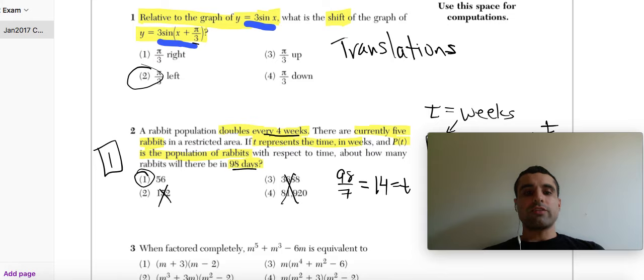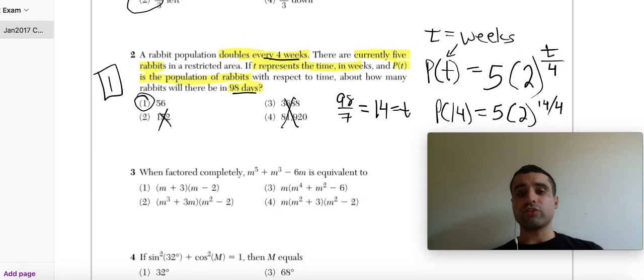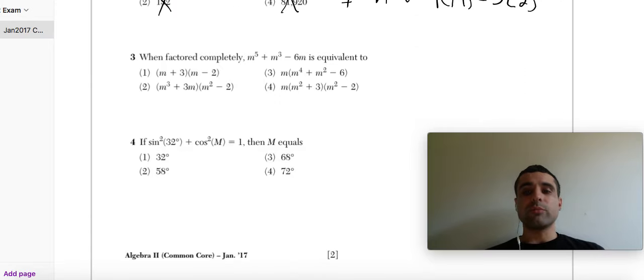So we got our answers for number 1 and number 2. Moving right along. This number 2 is about knowing how to write exponential functions, like understanding that if it doubles every 4 weeks, it's going to be 2 to the t over 4. Had it been every 3 weeks, it would have been 2 to the t over 3. All right, let's go to number 3 now.